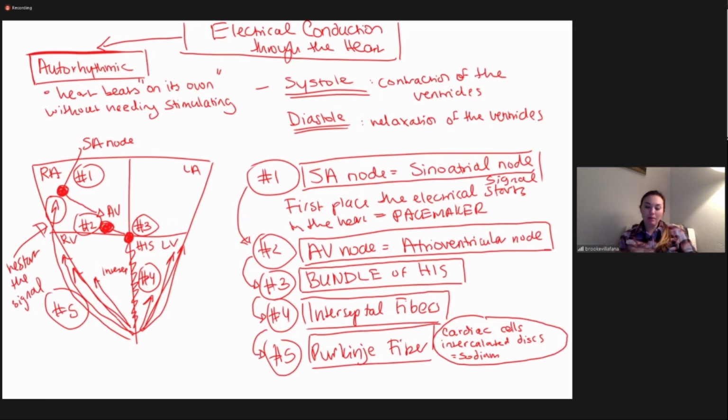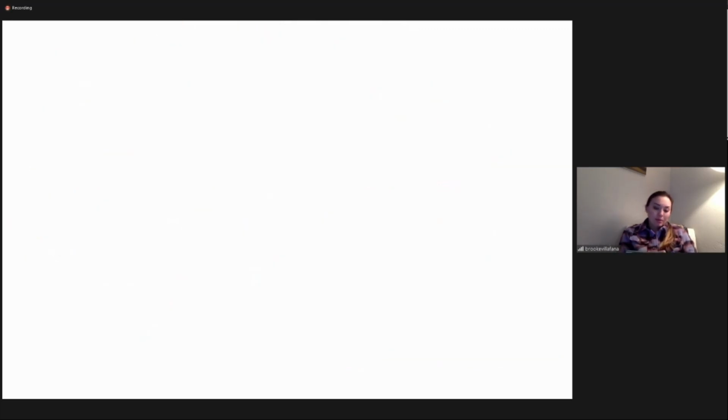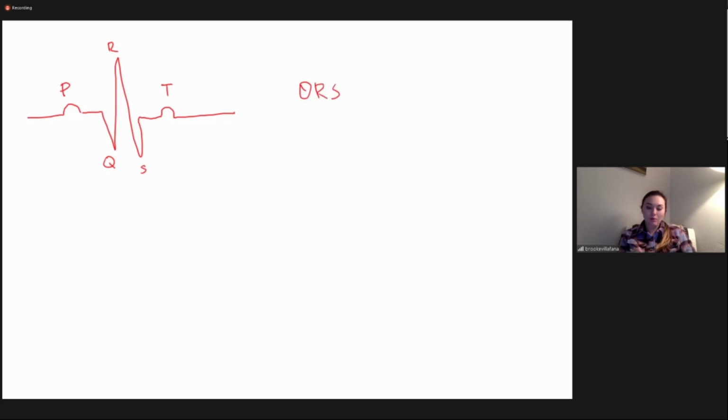And now we're going to talk about the PQRST wave, and then we're going to link it back to how that relates to the different conduction through the heart. Okay. So when we go to the PQRST, it kind of looks like this. So this is the P, Q, R, S, and T. And each of them has a meaning of what's happening in the heart. So let's start with the QRS, because that's kind of the one we already know about.